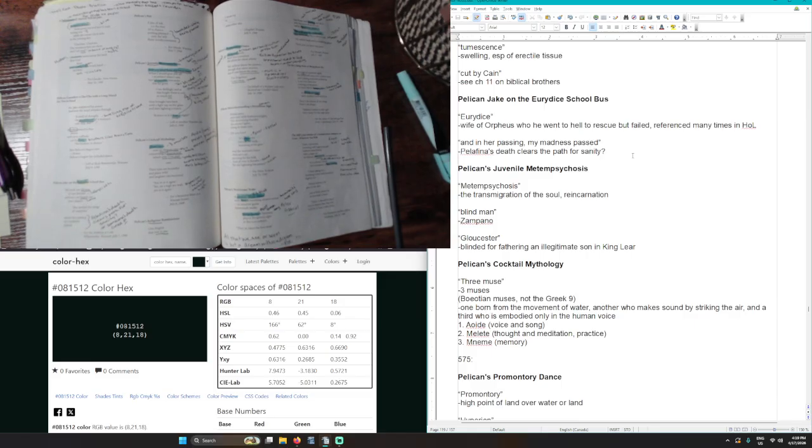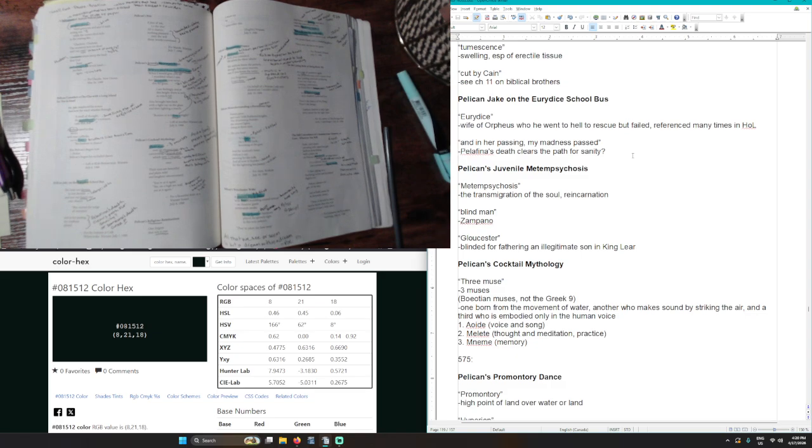And then we have this phrase, "and in her passing my madness passed," and I thought maybe this could be a reference to how Pelafina's death clears a path for sanity, or insanity, for Johnny. Next poem is Pelican's Juvenile Metempsychosis. And metempsychosis, it means the transmigration of the soul, or like reincarnation.